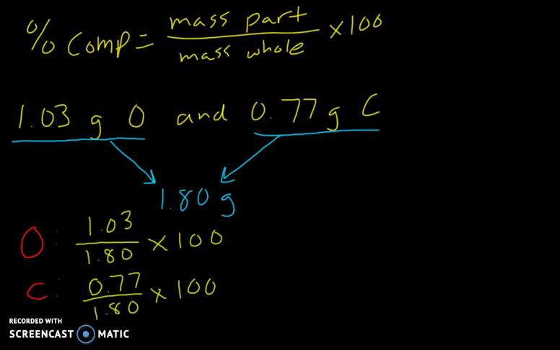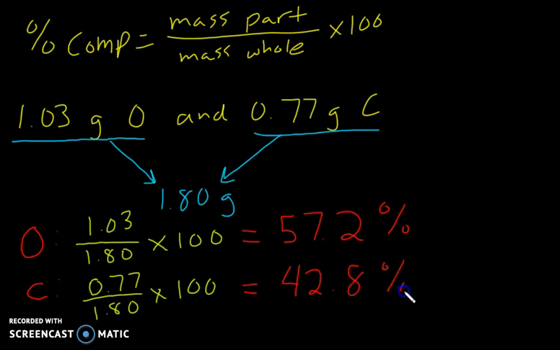When we do that, we'll get our percent compositions. For oxygen, we do 1.03 divided by 1.8, times that by 100, and we get that oxygen makes up 57.2% of this compound. For carbon, we take 0.77, divide that by 1.80, multiply that by 100, and we get that carbon makes up 42.8% of our compound.